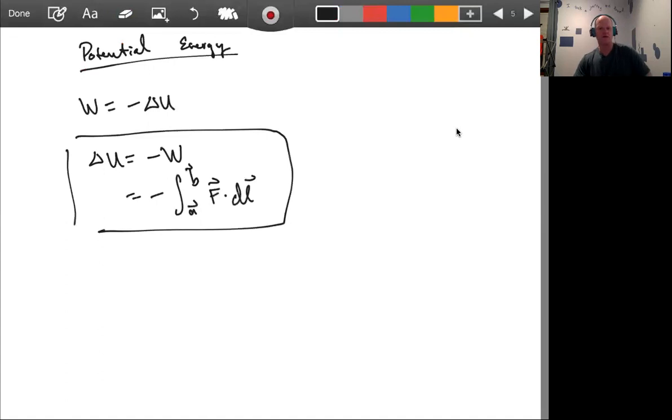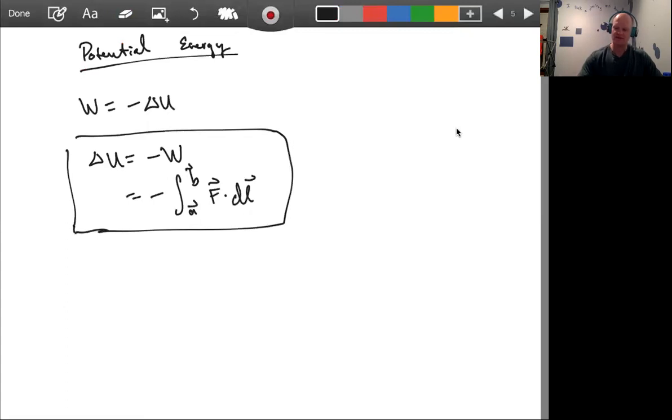So as long as we know what the conservative forces are that we're looking at, we can now use that to define our potential energy. And then from that potential energy, we can do other things with it, which we'll talk about in a little bit. So let's look at this and let's do a couple examples.